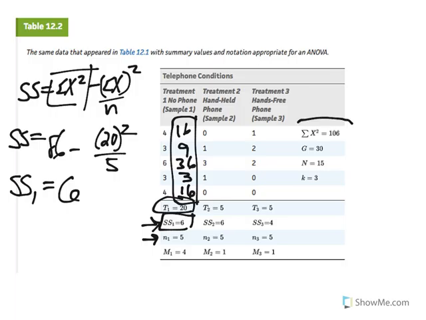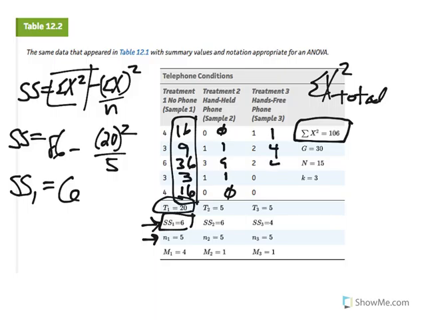Now this value over here is often expressed as the sum of x squared total. You'll see this subnotation, meaning that it's the sum of all x values that have been squared across all conditions. So that means we would have to square this set of scores, as well as this last set of scores. We'd have to square all of these.